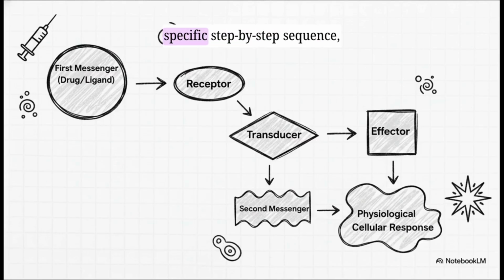It follows a highly specific, step-by-step sequence, and honestly, you should sketch this exact flowchart on your exam paper. It starts with a first messenger, which is your drug or ligand, binding to a receptor. This activates a transducer, which then signals an effector. That effector pumps out a second messenger, and boom, that ultimately leads to your physiological response. It's literally the fundamental language of pharmacology.